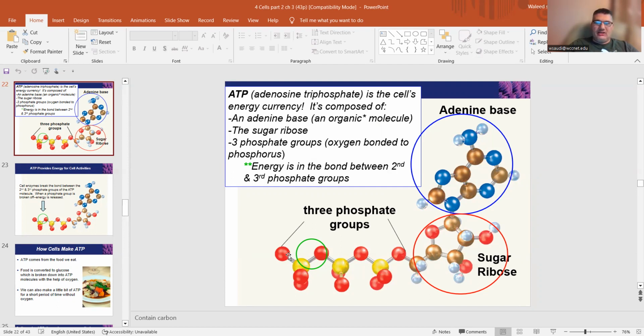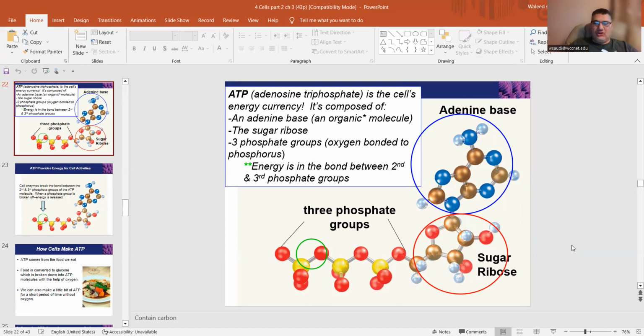What if I remove this part right here and leave those? It's called adenosine diphosphate. Di means two. Tri means three. What if I remove two phosphates and leave just one? It's going to be adenosine monophosphate. If I remove all three, it is adenosine only. So adenosine, add one phosphate, adenosine monophosphate, add the second one, adenosine diphosphate, add the third one, adenosine triphosphate.